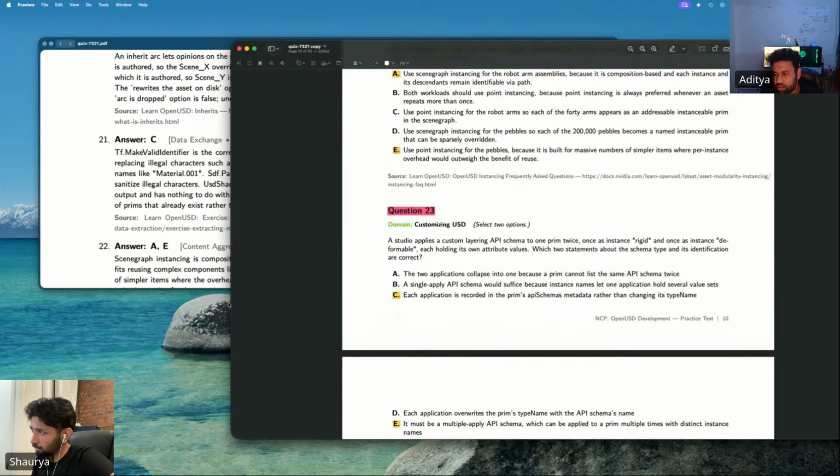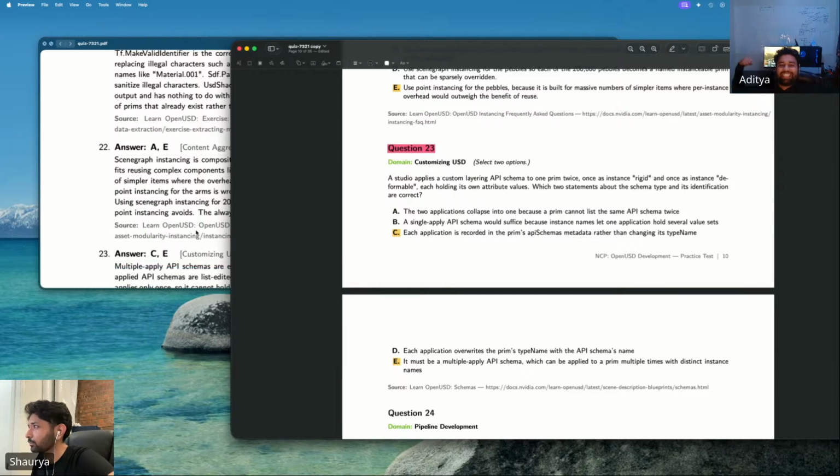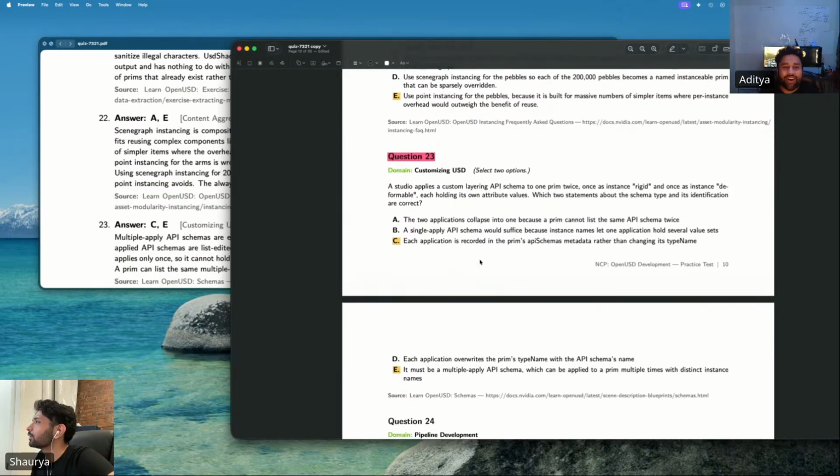23. I have flagged it, but the answer is correct. Each application recorded in the prim's API schema metadata rather than changing its type name. I don't know how I got it. I know it was a fluke. I know, dude, multiple choice. You cannot have two flukes like that.